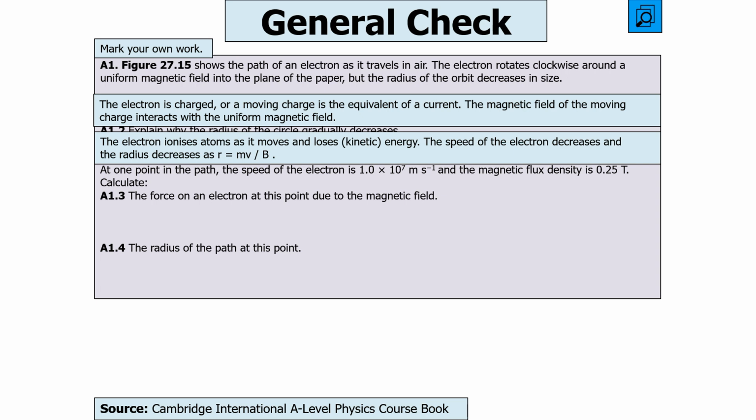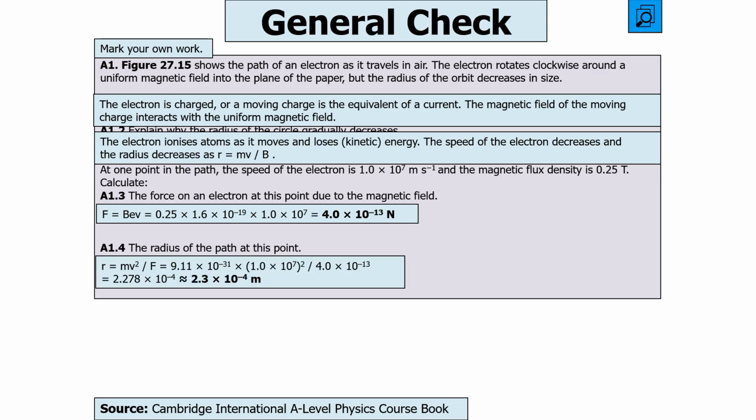And then finally, in these next two, F equals BQV, so it's 0.25 times 1.6 times 10 to the minus 19, the charge of an electron, times 1 times 10 to the 7, which is 4 times 10 to the minus 13 newtons, my apologies. Then we know F equals mv squared over r, we rearrange it, pop in all the values, work it all through, and we get our answer to be 2.3 times 10 to the minus 4 meters.